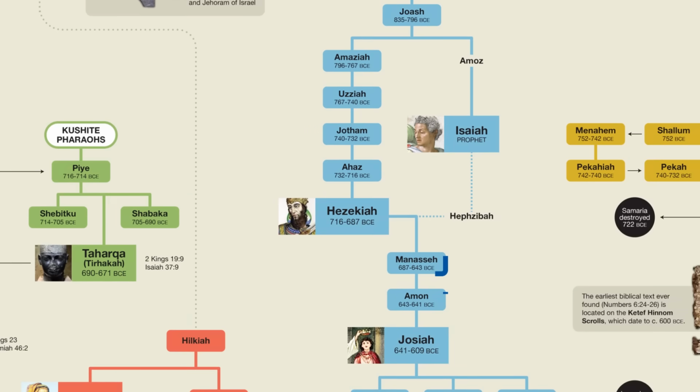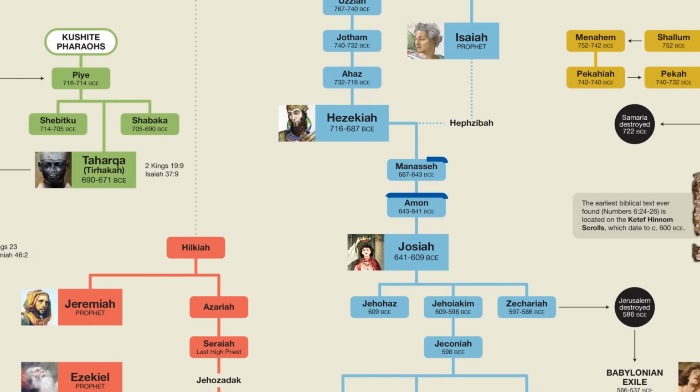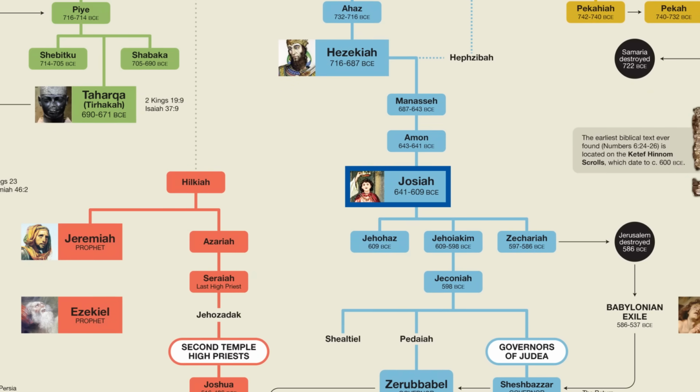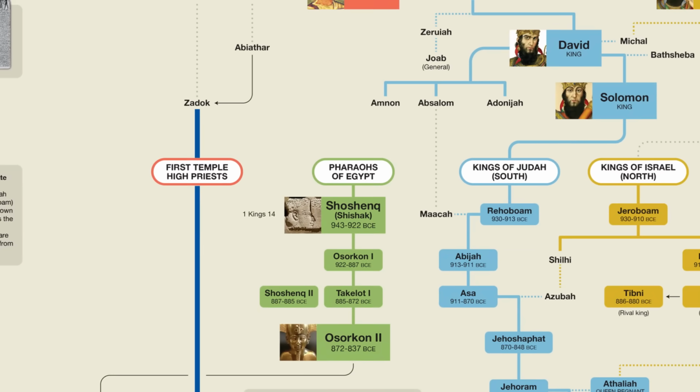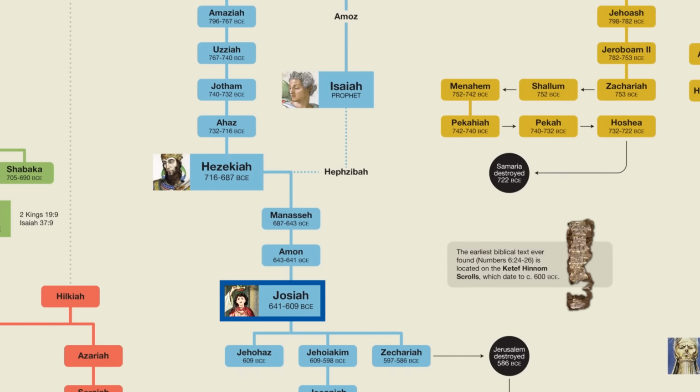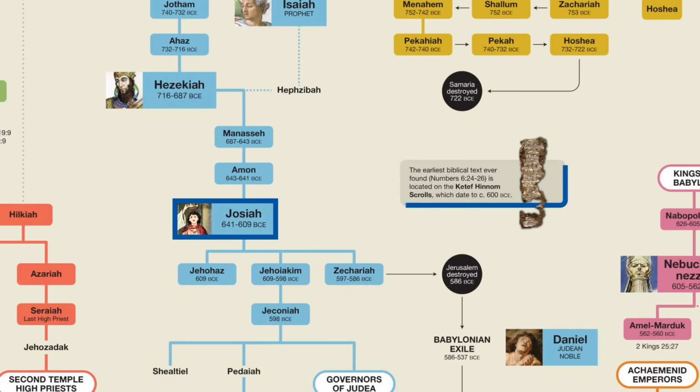Hezekiah is followed by Manasseh and Ammon, who are described in the Bible as being evil, before we get another young boy who is made king, named Josiah. Josiah sets things right, and during his reign, Judah really flourishes. This is partly due to the fact that by this point, Assyria is in decline, soon to be replaced by Babylon. The high priest during the reign of Josiah is a man named Hilkiah. He is a descendant of Zadok, the original high priest of the first temple, who served during the days of Solomon. The oldest copy of a biblical text ever found dates to around the time of Josiah and Hilkiah. It is part of the Ketef Hinnom scrolls and includes the verses from Numbers chapter 5, verses 24 through 26.